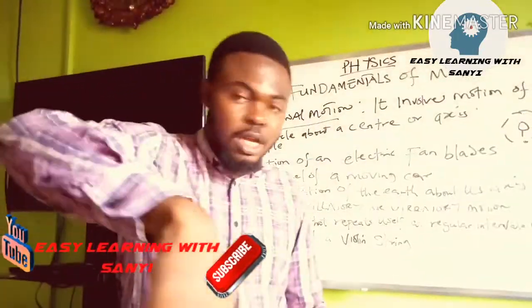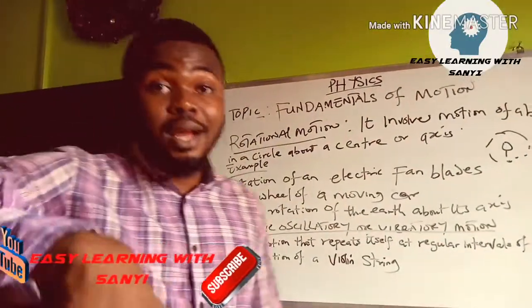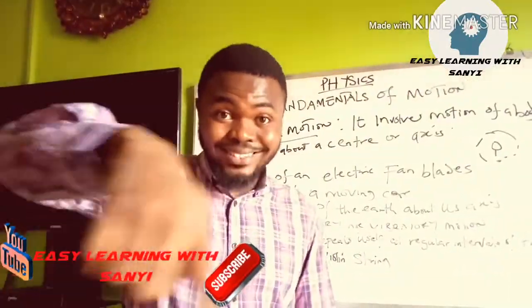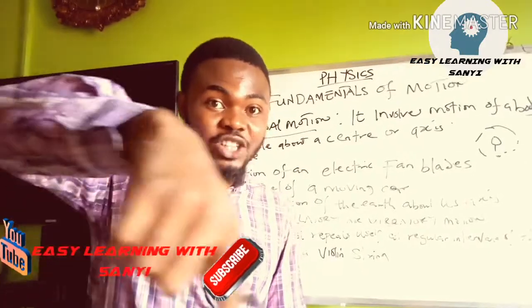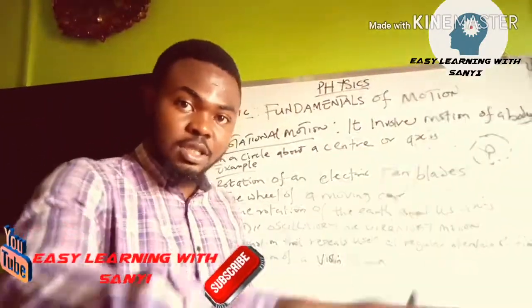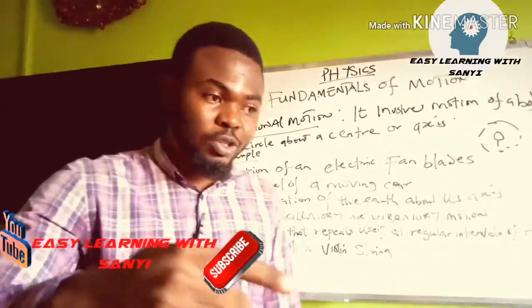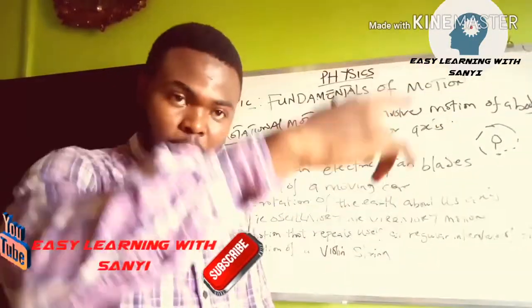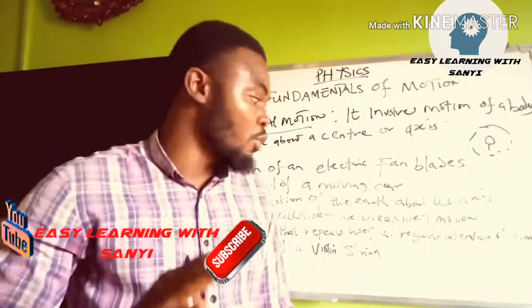That is the axis. Now we have the wheel of a moving car. Your car wheels, that is the tires of your cars, are rotating about a central point. They are connected to a central point where they are rotating about. That's what we call rotational motion. There must be a central point where the body is rotating about.